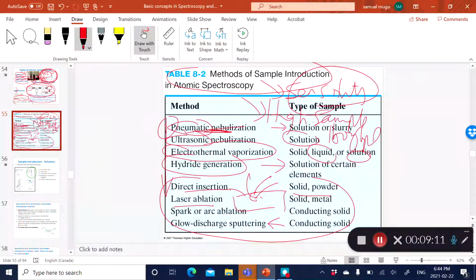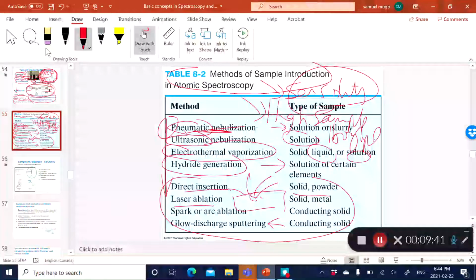Maybe the last technique I'm going to mention is glow discharge sputtering, which is actually a lamp. And I'm going to show you a slide on this later, where you take an electrode and put your sample onto the electrode, and then you expose it to a fast atom beam, and it causes the sputtering or ablation of your analyte, and it goes to the atomizer.